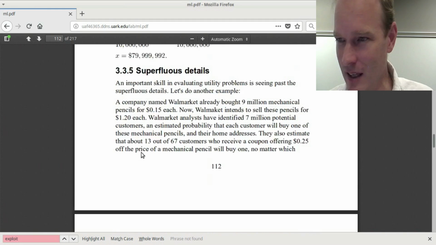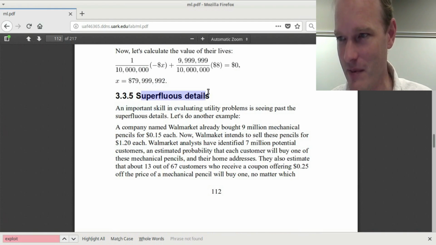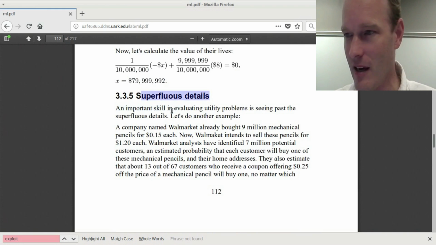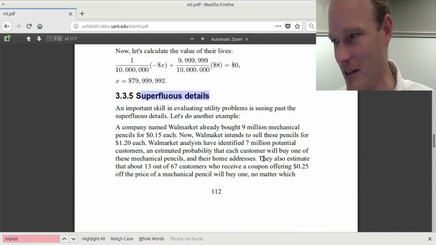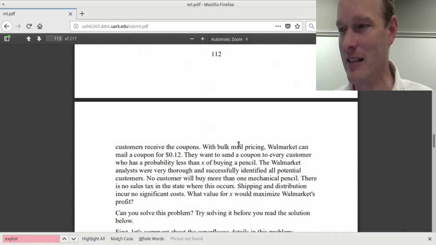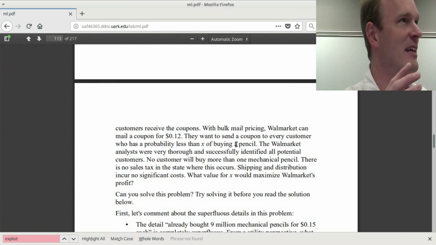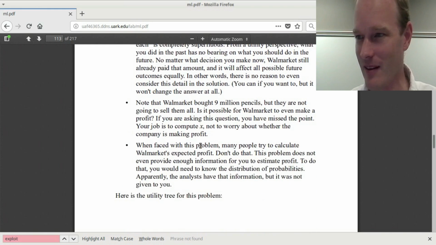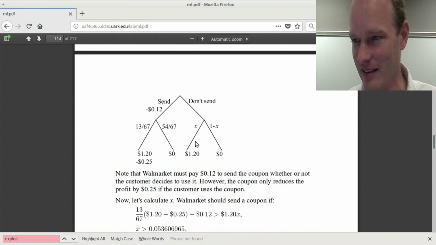And one thing I love to do on tests is I describe some situation and then I throw in a bunch of superfluous details that have no bearing on the problem. And then I see if students can filter out the things they actually needed from the things they don't and compute the right decision to make. And here's an example of that.